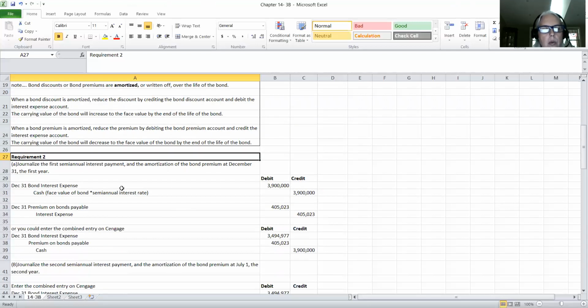For requirement number 2 in Cengage, they wanted you to journalize the first semi-annual interest payment and the amortization of the bond premium at December 31st, the end of the first year. So we've gone from July 1st to December 31st. We're actually going to have to pay back some interest.